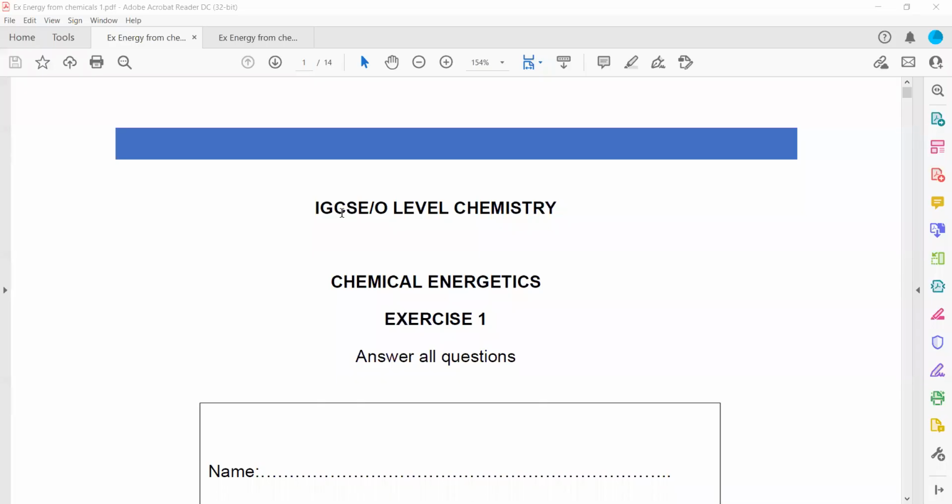In chemical energetics, last week we discussed this topic, in which there are two types of chemical reactions in terms of energy change. A reaction can be endothermic, which takes in energy, and a reaction can be exothermic, which gives out energy.